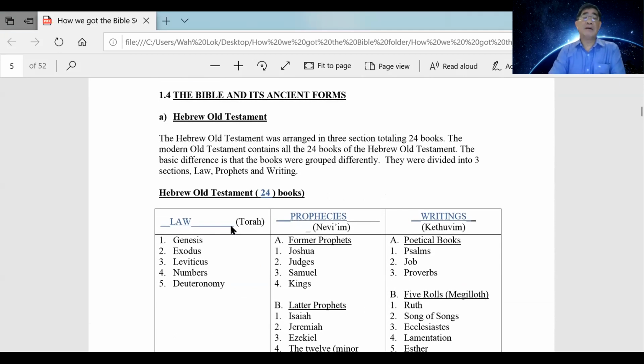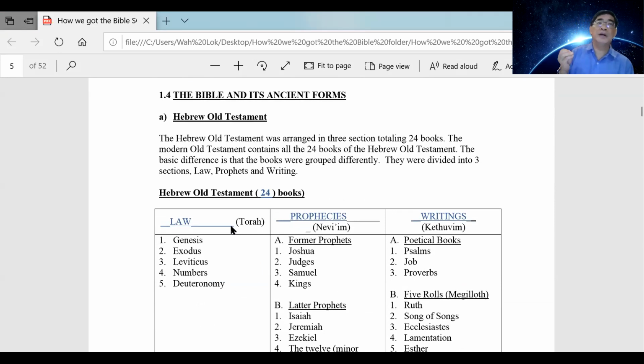Now, here I want to share with you. Just now we looked at the structure of the Bible in the modern form, the Bible that we have. But the Bible that we have wasn't always like this. So now in 1.4 in your notes, we're going to look at how the Bible looked in ancient times.